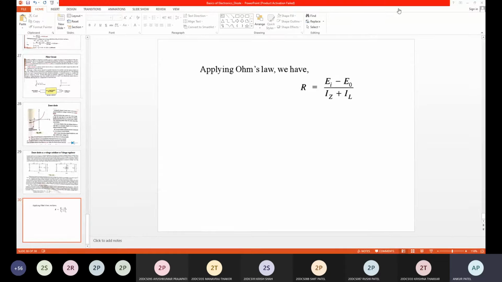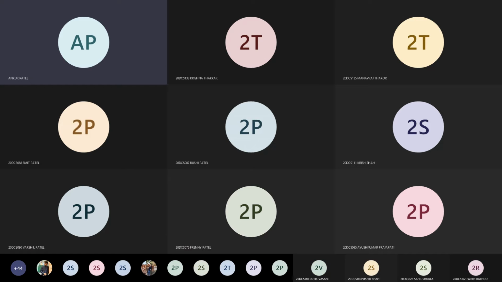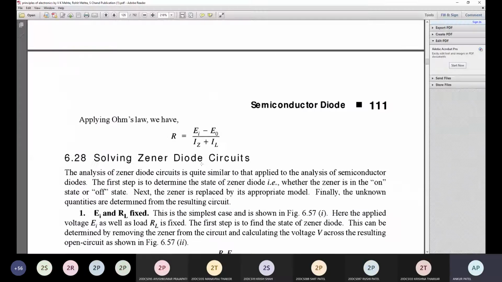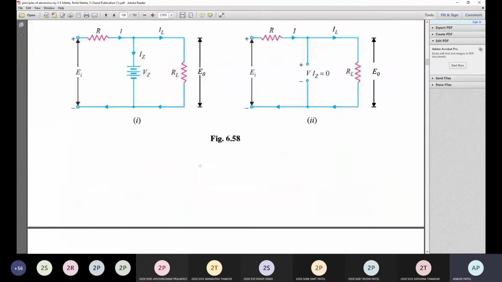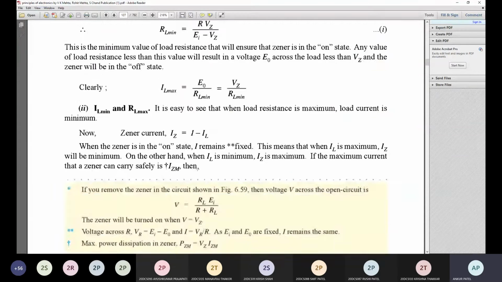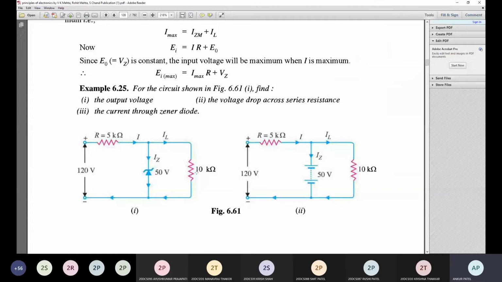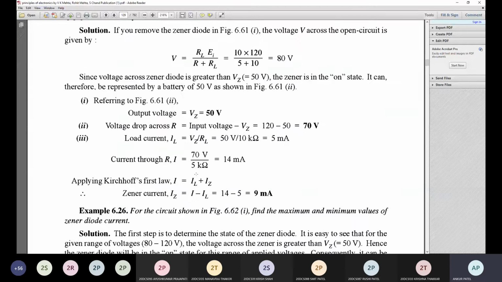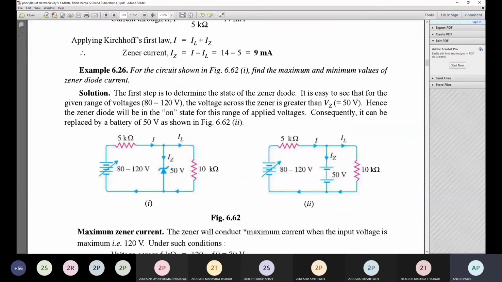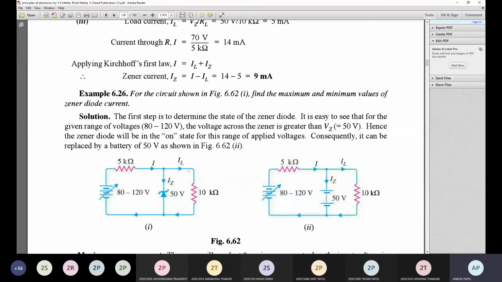So you have to remember this equation. We'll go through the example. I will share this example with you. Okay, is it visible, this example?